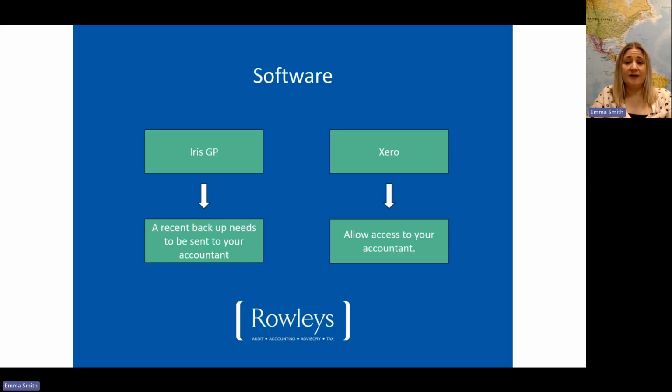There are different softwares available to complete your bookkeeping on. However, the most common software that we see are IRIS-GP and Xero. If you use IRIS-GP, you will need to provide your accountant with a backup, whereas if it's a cloud-based system like Xero, you will just need to allow access to your accountant and they can view everything online.